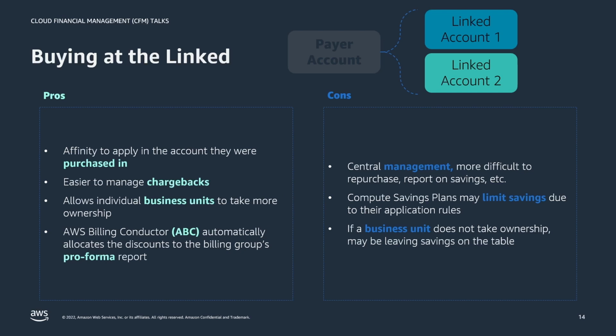Now some cons here, right? And this is going to contrast a little bit to what we saw in buying at the payer level. But one, your central management is going to be a little bit harder. When you're making these purchases at the linked account level, you will have to log into each linked account to make those purchases, repurchases, et cetera. Another con is compute savings plans at the linked account level. Odds are they're probably not going to maximize the savings that they would if they were purchased at the payer level, right? That's just because of where the pecking order is in terms of what's going to get the savings plan application first.